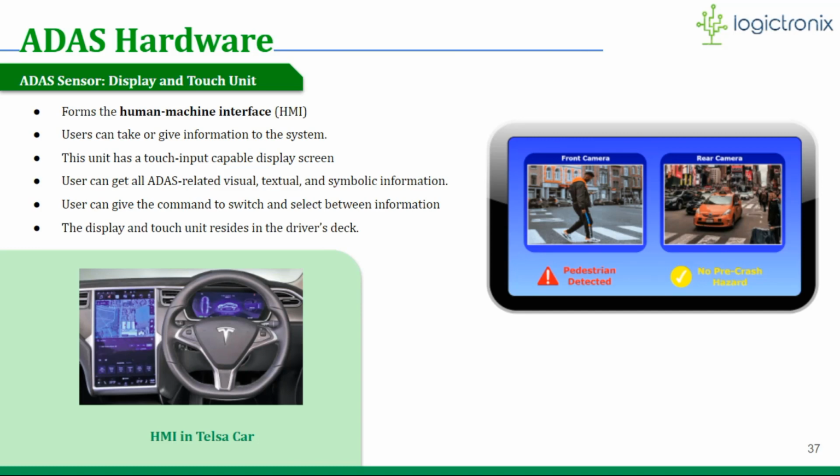The unit has a touch input capable display screen from where the user can get all ADAS related visual, textual, and symbolic information. In the meantime, the user can give commands to switch and select between information and its status by touch input. The display and touch unit resides in the driver's deck, like in the Tesla car shown below.